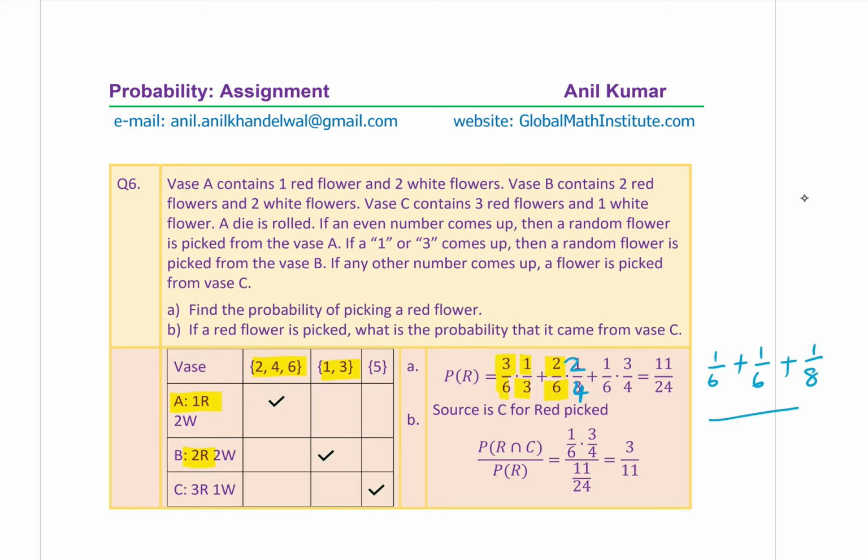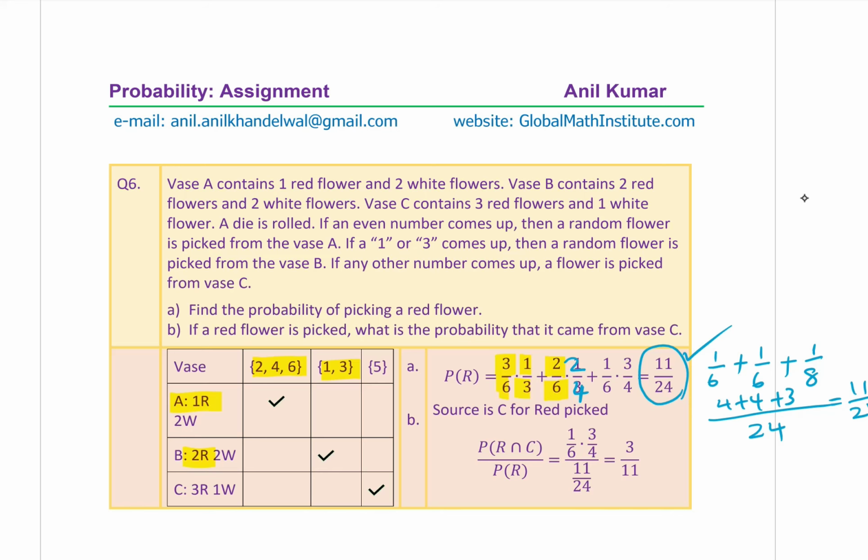So that gives us 24 as the common denominator, and that gives you 6 times 4 is 24 plus 3. Correct? So 8 and 3, 11. So 11 over 24 is correct. So this calculation is correct. Okay. So we have 11 over 24 as the probability of picking up a red flower.